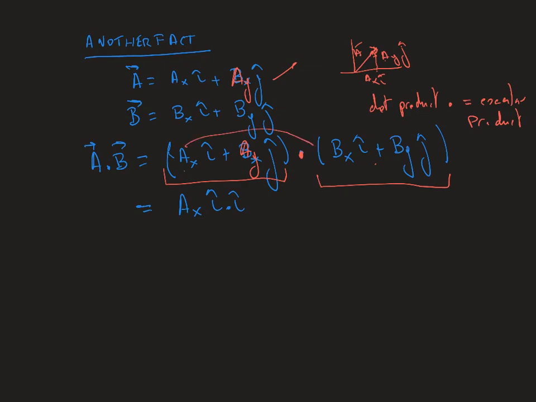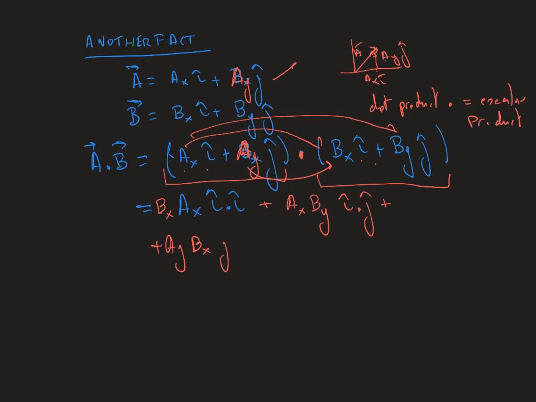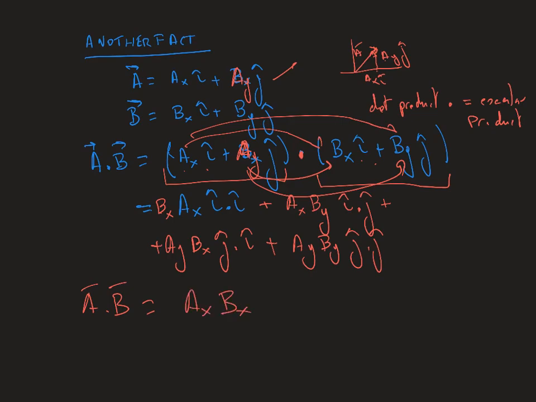So if I make A scalar B, or A dot B, it is the same thing, it will be Ax Bx i scalar i, plus Ax By i scalar j, plus Ay Bx j scalar i, plus, by the distributive property, Ay By j scalar j. Conclusion: A scalar B is equal to Ax Bx, which is a number, plus Ay By.